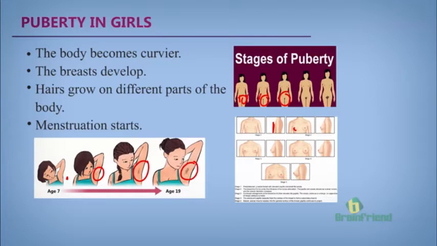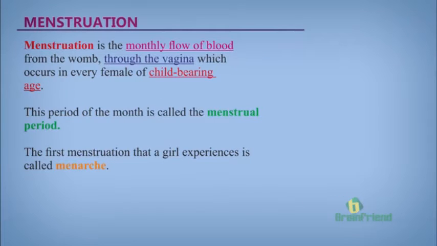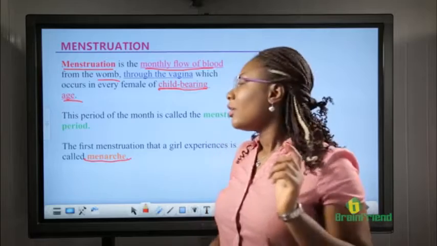Then menstruation starts. Menstruation is one of the physical developments that happens in a girl as she grows older. Now, what is menstruation? Menstruation is the monthly flow of blood from the womb through the vagina, which occurs in every female of the childbearing age. The first menstruation that a girl experiences is called menarche. You can repeat after me, menarche.